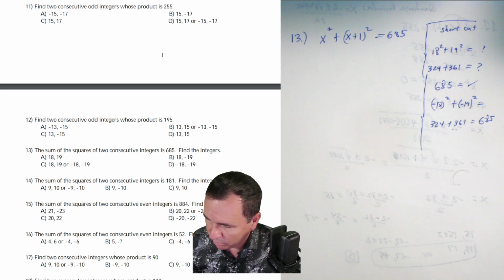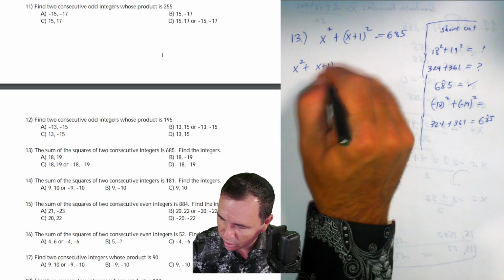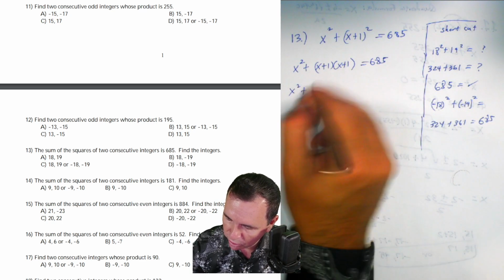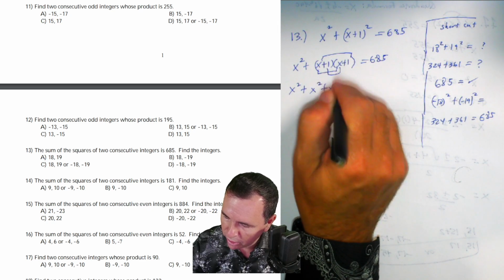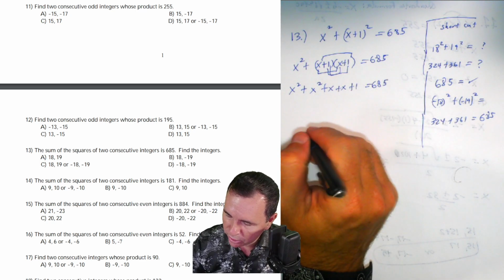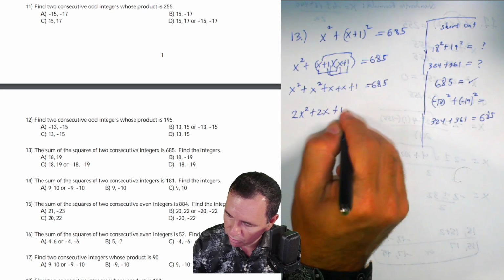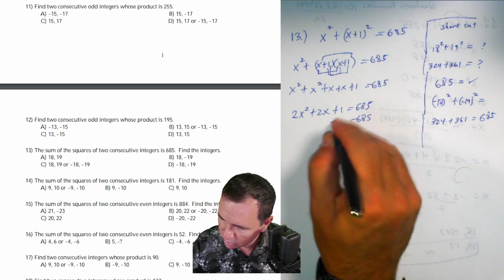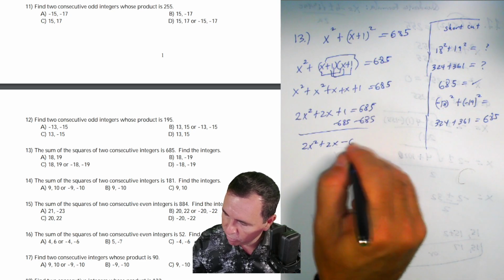So that's the shortcut. But now let me teach you the long way in case you want to know the long way, right? So this becomes x plus 1 times x plus 1 equals 685. And then this becomes x squared plus, and then you do first times first, x squared. You do outer, you get x. You do inner, you get x. You do last, you get 1. And then you combine like terms. I got an x squared, I got an x squared, that's 2x squared plus 2x plus 1 equals 685. Then you're going to subtract 685 from both sides. You're going to get 2x squared plus 2x minus 684 equals 0.